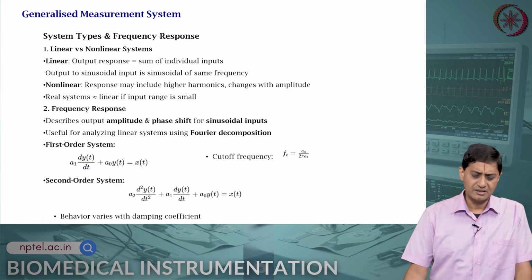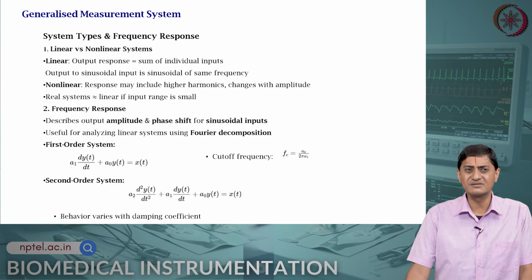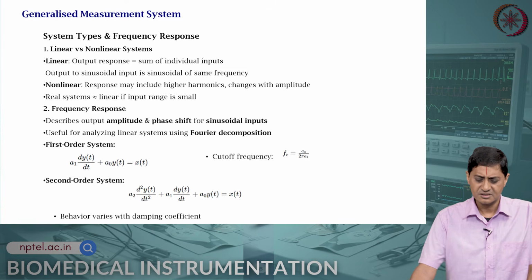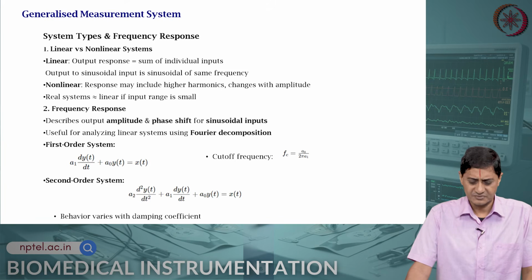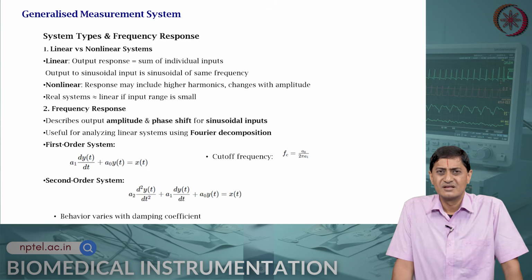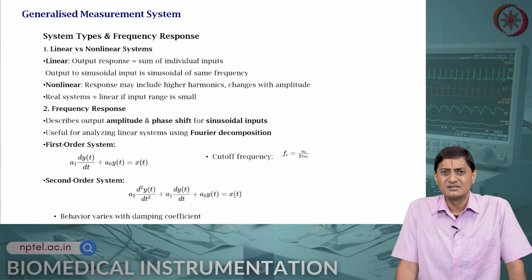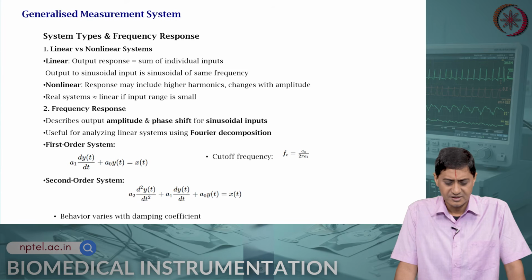Then what are the types of systems and frequency responses? Linear versus non-linear systems. So, in the linear system, the sum of individual inputs causes the output of the summed input. The output of the sum of individual inputs will actually be the output that is similar to the summed input, that is, a summed output matches a summed input, that kind of situation.